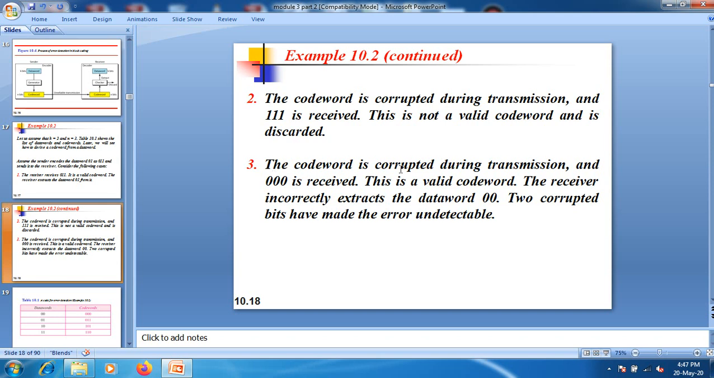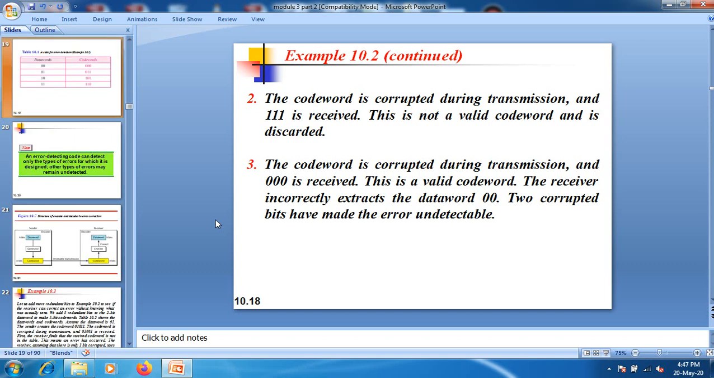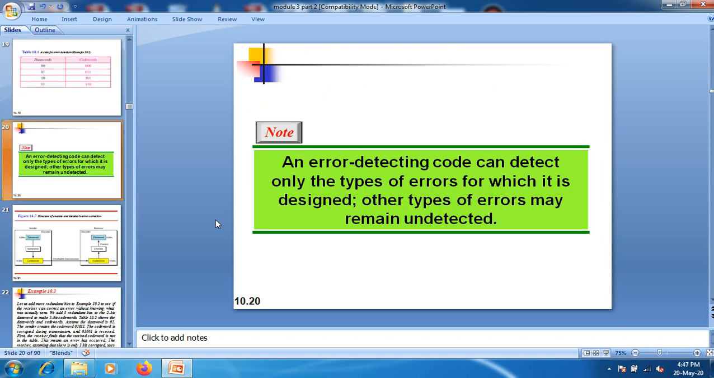The third case, the code word is corrupted during the transmission and 000 is received. Okay, in this particular scenario, 000 is a valid code word and it extracts the data word 00 incorrectly here. Incorrectly, in the sense that this block coding may not be able to detect these types of errors. An error detecting code can detect only the type of errors for which it is designed. The other types of errors may remain undetected.